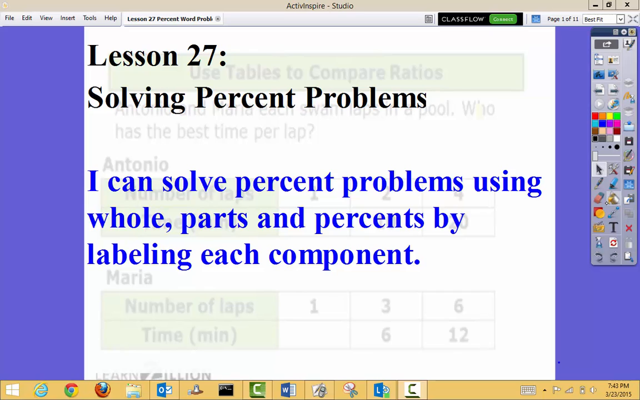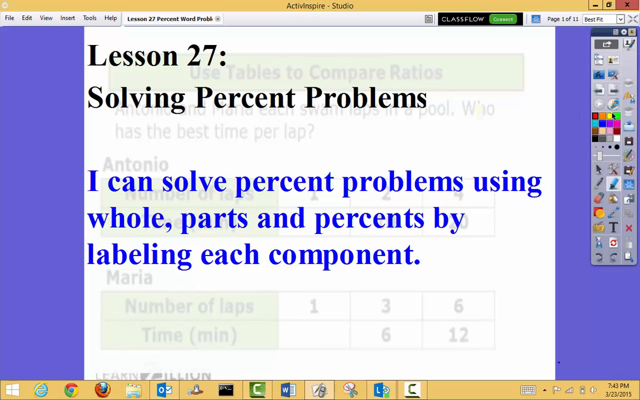So today we're doing lesson 27, solving percent problems. We only have 3 more lessons before we're done with our ratios, percents, and rates unit. So our I can statement is: I can solve percent problems using whole, parts, and percents by labeling each component.